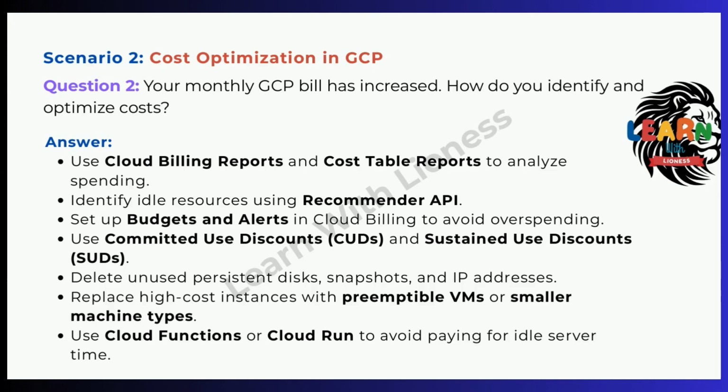Use committed use discounts, CUDs, and sustained use discounts, SUDs. Delete unused persistent disks, snapshots, and IP addresses. Replace high-cost instances with preemptible VMs or smaller machine types. Use Cloud Functions or Cloud Run to avoid paying for idle server time.